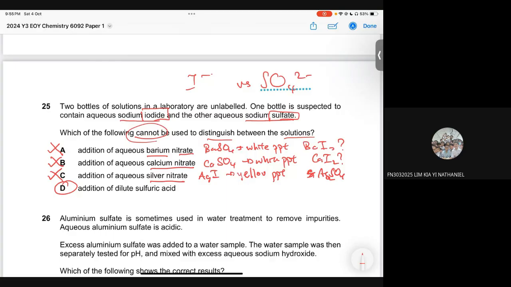So you realize when you have dilute sulfuric acid, you're just adding SO4 2- and H+ into the solutions. That doesn't help you to precipitate, or that doesn't have any reaction to show you that there's a difference. So therefore for 25, sulfuric acid cannot be used to distinguish between them.